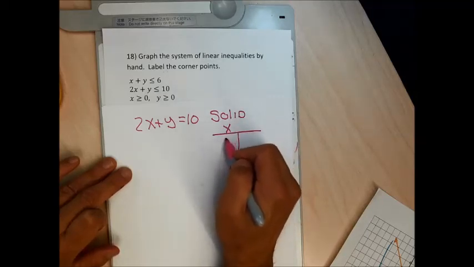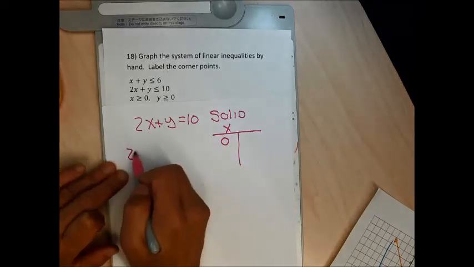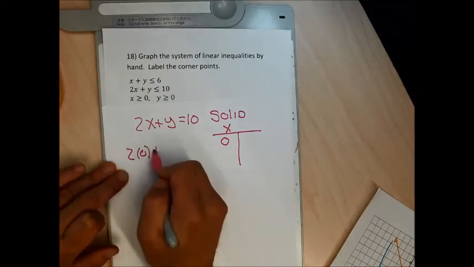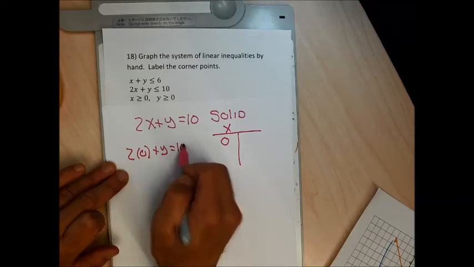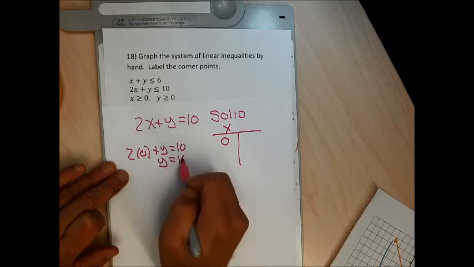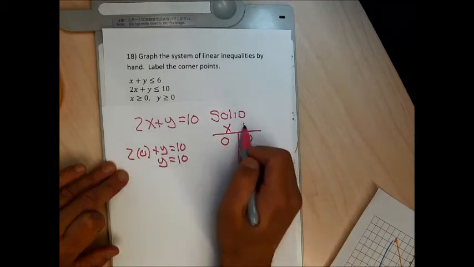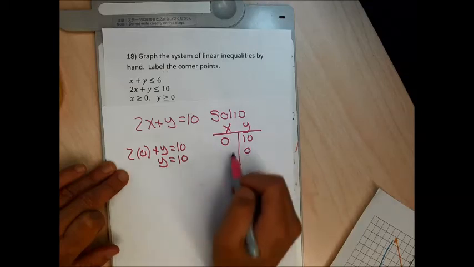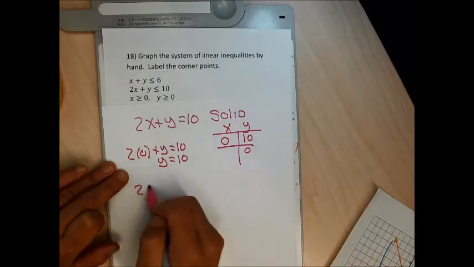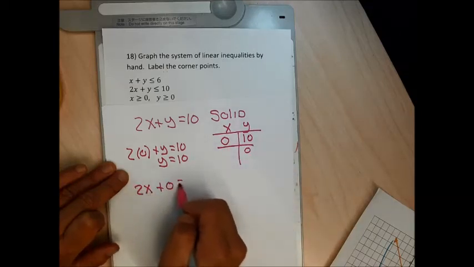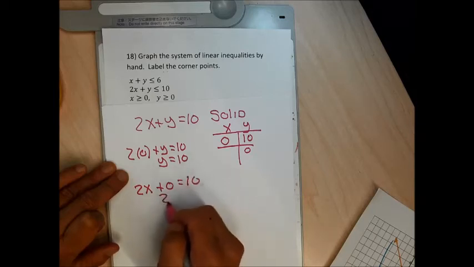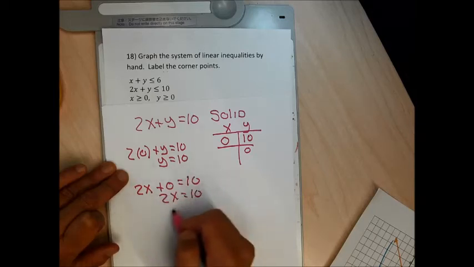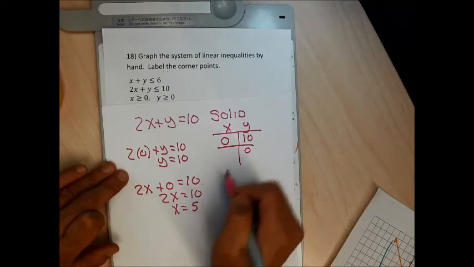First, I'm going to plug 0 in for x and go 2 times 0 plus y equals 10. That will give me y equal to 10. Then I'm going to plug in 0 for y and go 2x plus 0 equals 10. That gives me 2x equal to 10, or x equal to 5.